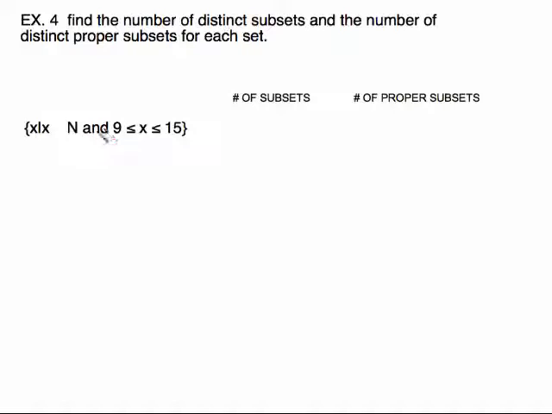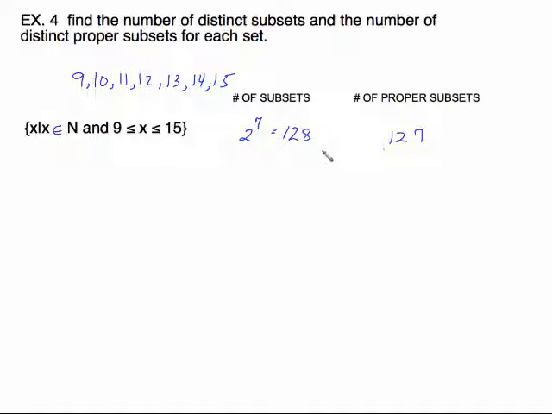Same kind of question, but this is in set builder notation. So this is x is an element of the naturals, and x is between 9 and 15, including the 9 and 15. You might want to make a list. So it's 9, 10, 11, 12, 13, 14, 15. That's how many elements there are in that set: 1, 2, 3, 4, 5, 6, 7. So our number of subsets is 2 to the 7th, which is 128. And the number of proper subsets would be 1 less than that, which is 127.